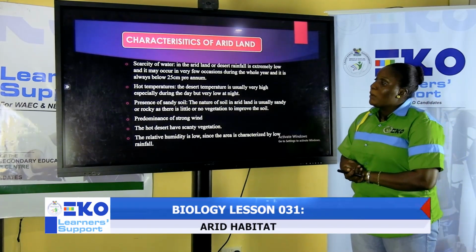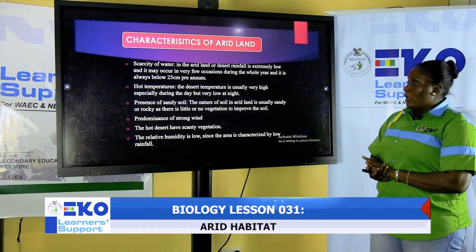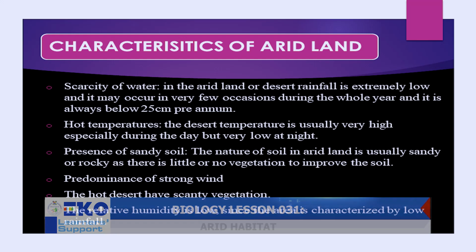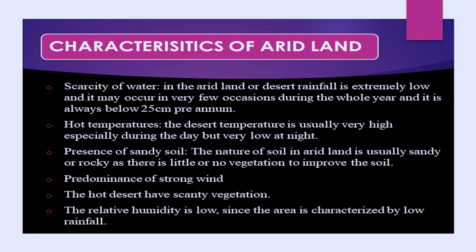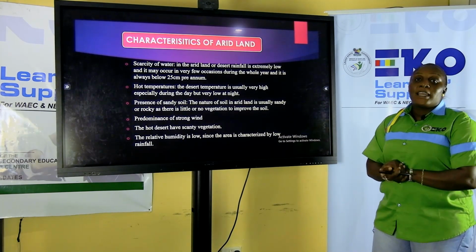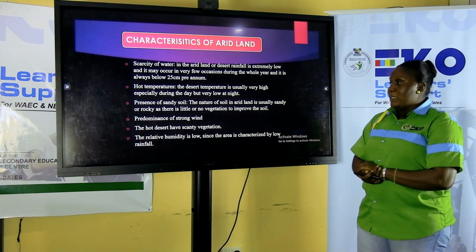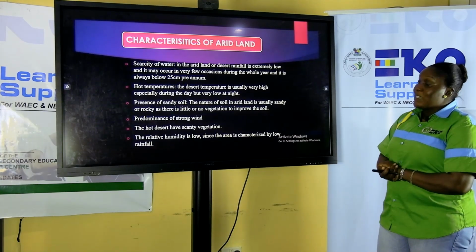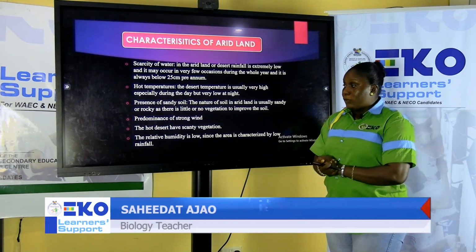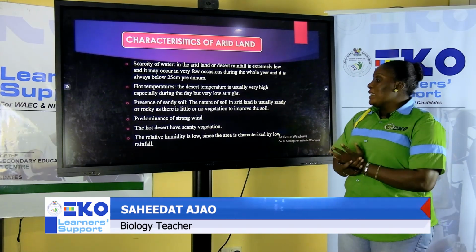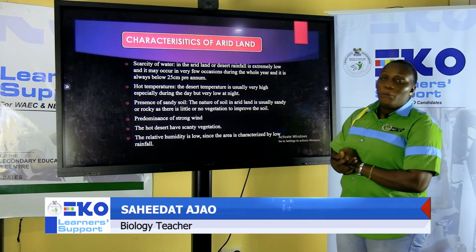Another characteristic here is the presence of sandy soil. The nature of the soil in arid land is usually sandy or rocky, as there is little or no vegetation to improve the soil. We have predominance of strong wind as a characteristic of arid land. Also, the hot desert has scanty vegetation since there is a low amount of rainfall. We also have low relative humidity since the area is characterized by low rainfall.